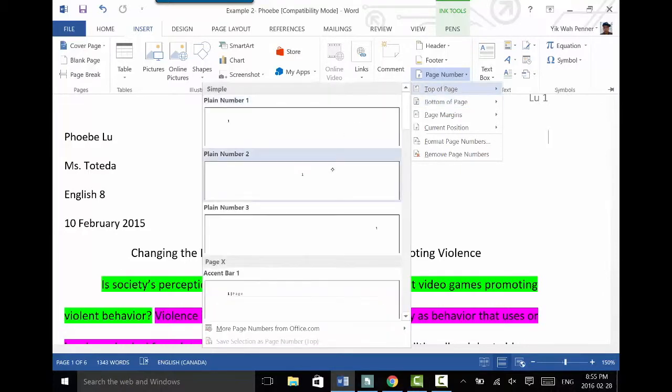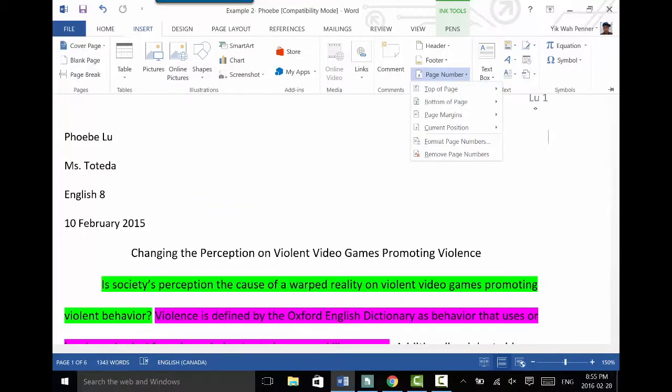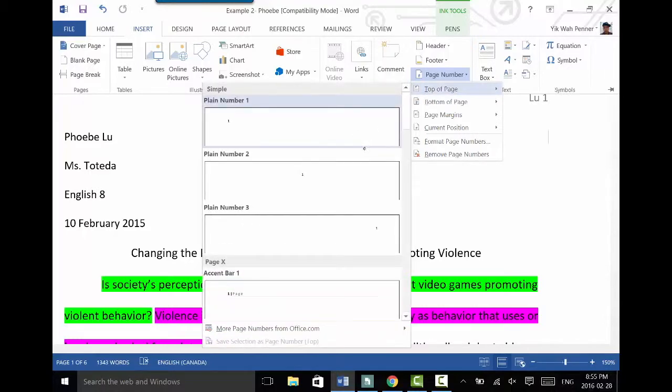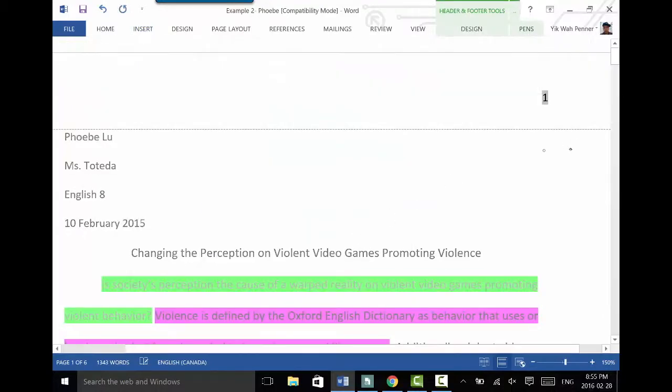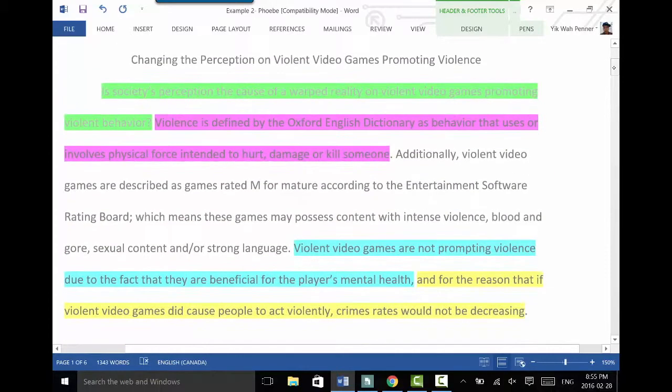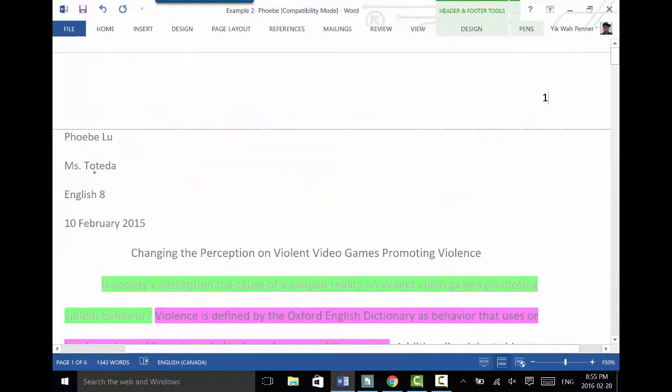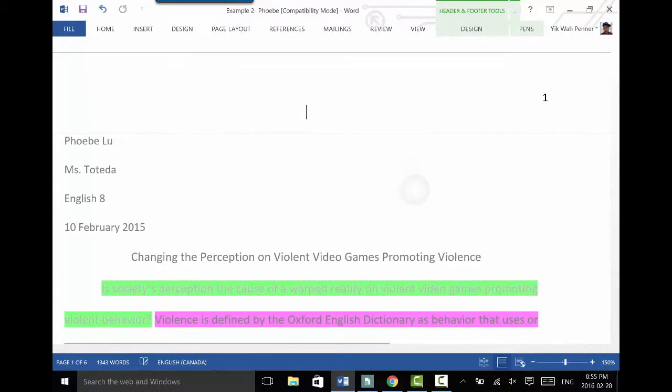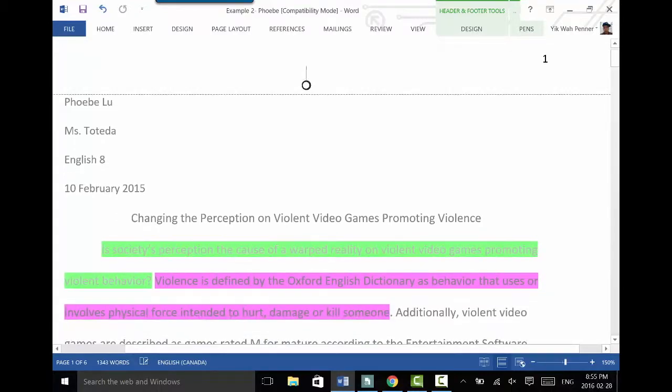Okay, so plain number 1, plain number 2, plain number 3. You can play around and just see which one works best for you. That's what it would look like. Okay, so plain page number. And then, working our way down from the top right, this is now going to be your other portions of your paper.